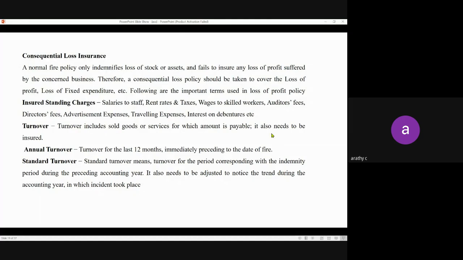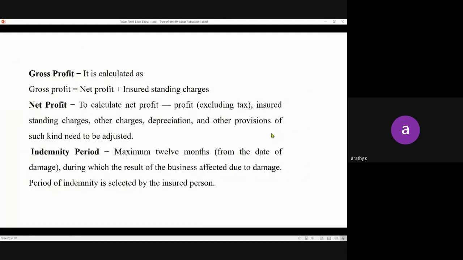These are the main terms involved in consequential loss of insurance, that is insured standing charges that cannot be discontinued. Next is annual turnover, that is 12 months immediately preceding the date of fire. Standard turnover is the period corresponding with the indemnity period, but this is during the preceding accounting year. Next is gross profit, that is calculated as net profit plus insured standing charges. Then net profit, and last is indemnity period, that is a maximum of 12 months during which the result of the business is affected due to damage. And this period is selected by the insured person.